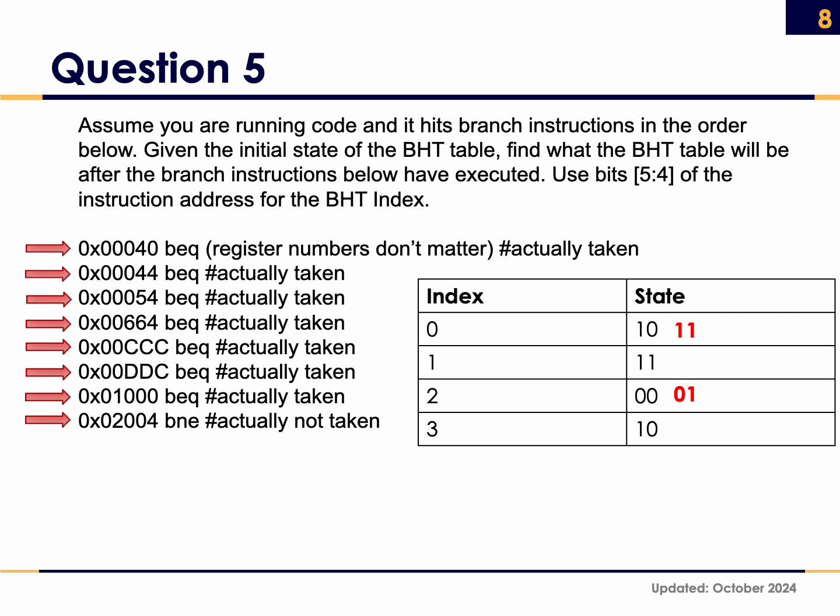But this branch is actually not taken. So in this instance, we subtract 1 from it. So this will go from 1, 1 to 1, 0. And this will leave us with our final solution as shown. So index 0 will hold 1, 0. Index 1 will hold 1, 1. Index 2 will hold 0, 1. And index 3 will hold 1, 0 in the branch history table.